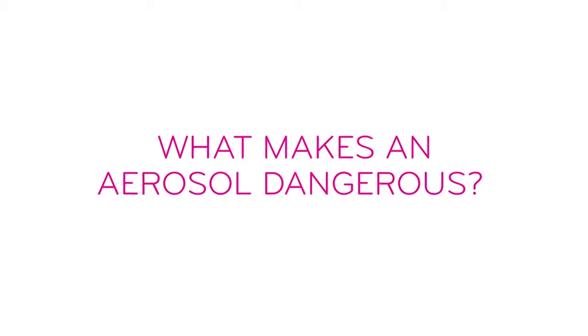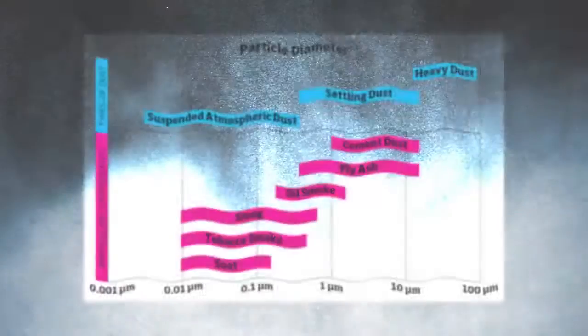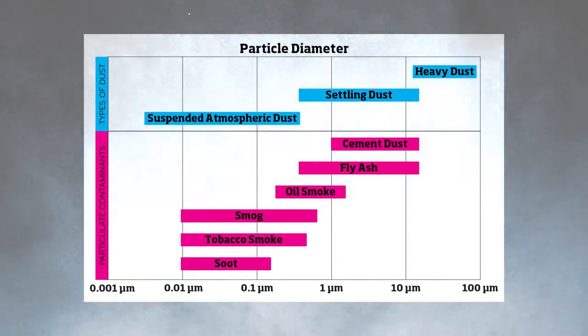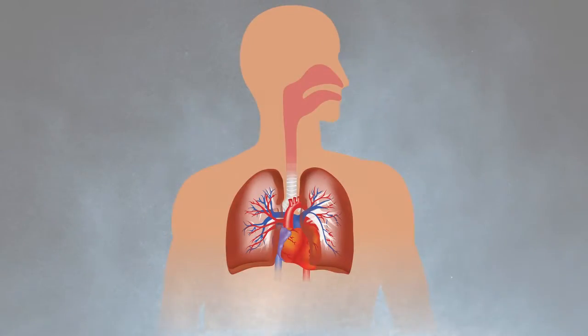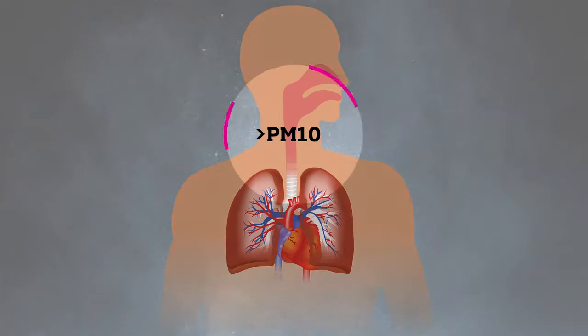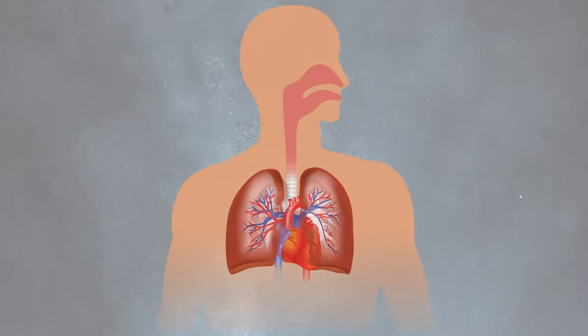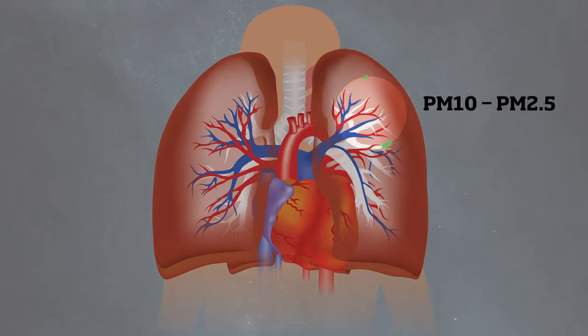What makes an aerosol dangerous? Aerosol size is the most important characteristic to consider for health risk classification. Size determines where the particle can be deposited in the lungs. Particles sized at 10 micrometers and below can reach the throat and lungs when inhaled. The smaller the particle, the deeper into the lungs it can travel.